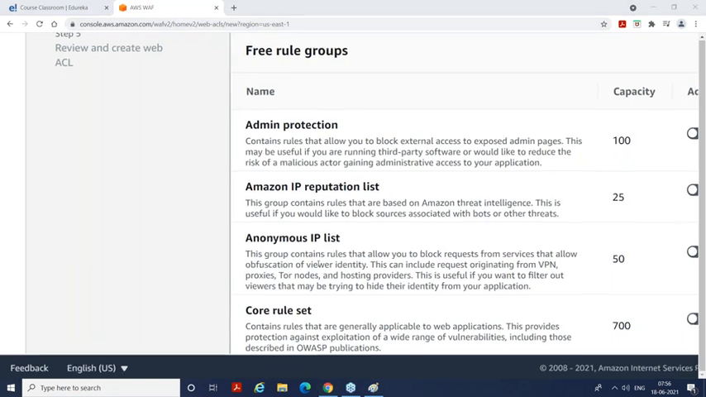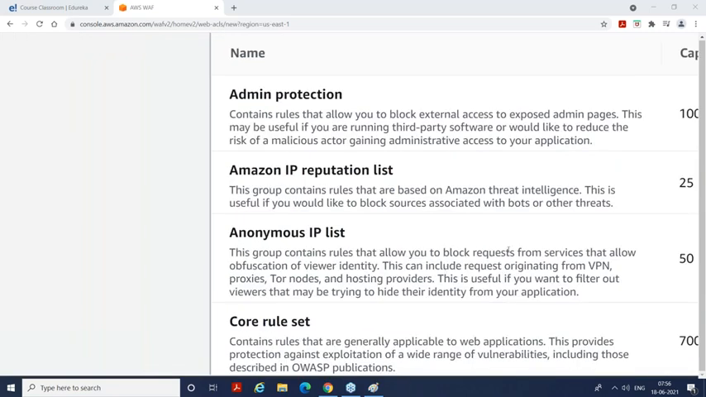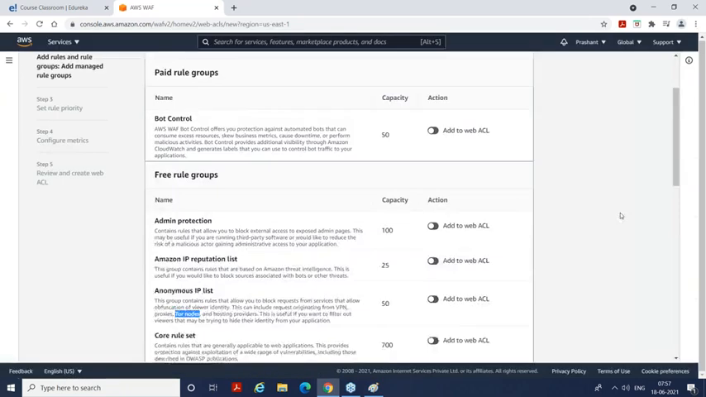Anonymous IP address list, right? This group contains rules that allow you to block requests from services that allow obfuscation of viewer identity, basically hiding their identity. This can include requests originating from VPN proxies, Tor nodes. A Tor node is nothing but when you download a Tor browser on your machine, and using that browser, you try to access a certain application, then your machine will be referred to as a Tor node. Hosting providers. This is useful if you want to filter out viewers that may be trying to hide their identity from your application.